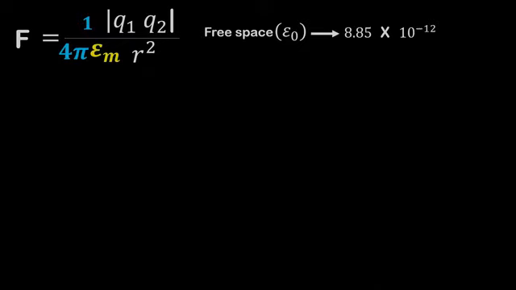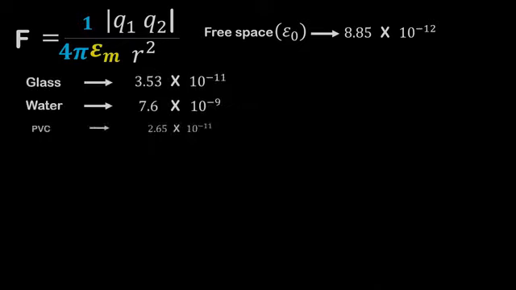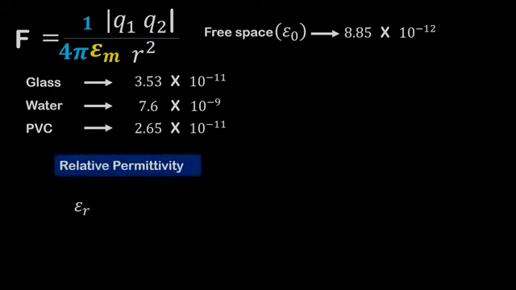Other materials such as glass, water, and PVC have different permittivity values. Such complex values can be a bit difficult to remember. So we use relative permittivity epsilon r instead. Relative permittivity of a medium is equal to the permittivity of a medium divided by the permittivity of free space. Since the permittivity of free space is the lowest possible value, the permittivity of any medium can never be lower than epsilon naught. Therefore, we can say that the relative permittivity will always be greater than 1.